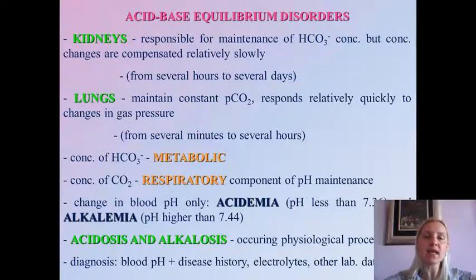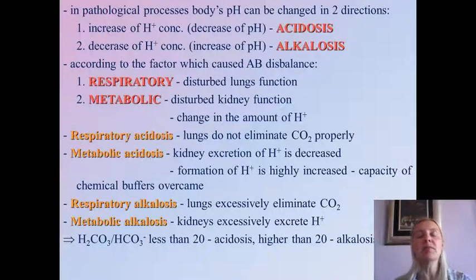But if we take into account overall occurring physiological processes, then we are using terms acidosis and alkalosis. So in pathological processes, the body's pH can be changed in two directions: in the direction of the increase of hydrogen concentration or decrease in pH, which is marked as acidosis, or decrease of hydrogen ions concentration, thus increase of pH, marked as alkalosis.